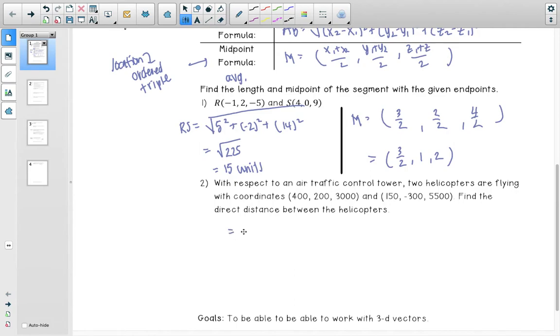So you would do, and again, I'm not going to show all my work and I'm using a calculator, 150 minus 400, and I want to make sure I do this right. So that's negative 250 squared, and then you would do negative 300 minus 200, which is negative 500 squared, and 5,500 minus 3,000, which is a big number, 2,500 squared.